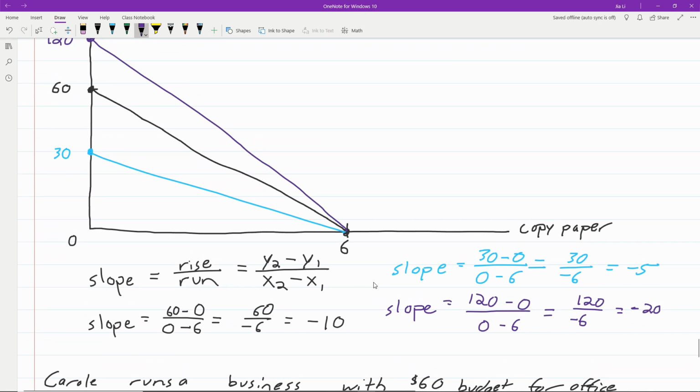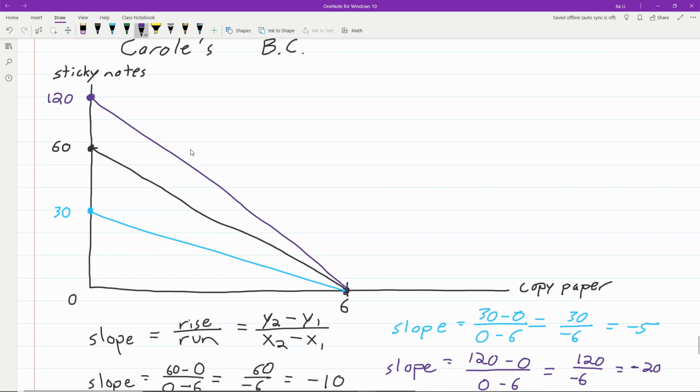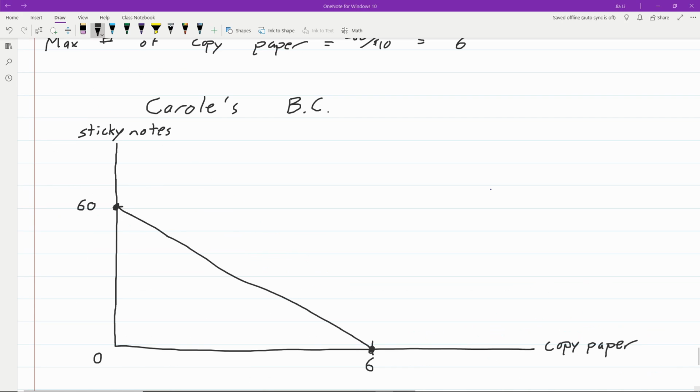So the way that is shown on the graph is by pivoting the budget constraint line either up or down, either inward or outward along the y-axis. It pivots inward when the price of sticky notes went up because sticky notes is here on the y-axis. And then when the price of sticky notes goes down, then it pivots outward. So then that represents, of course, that you can buy more sticky notes compared to before.